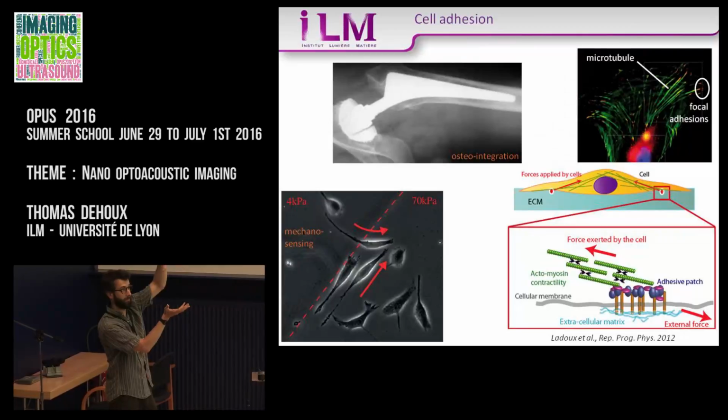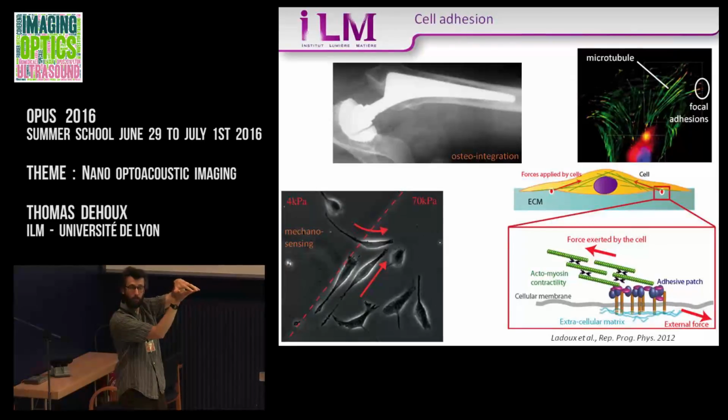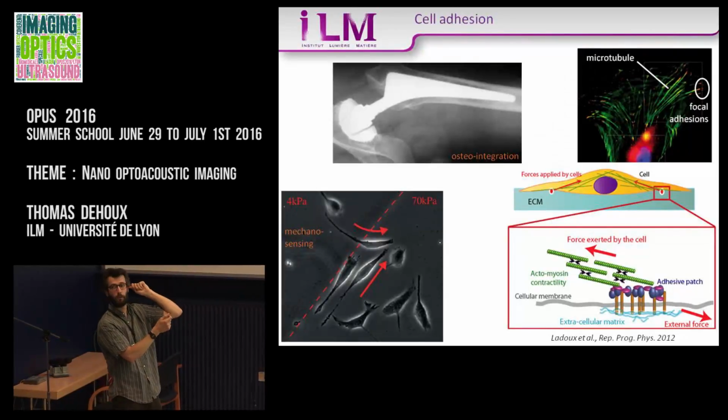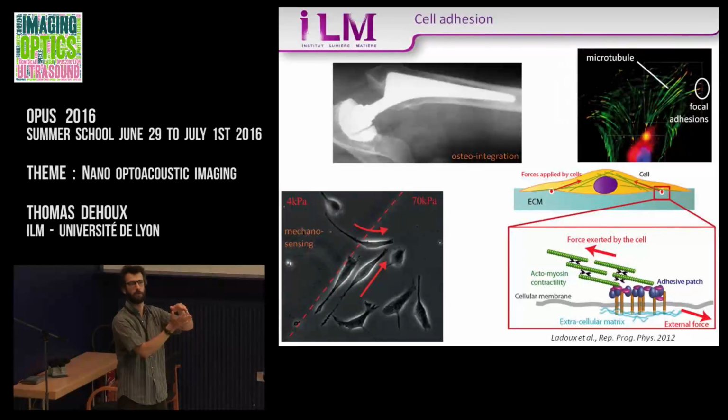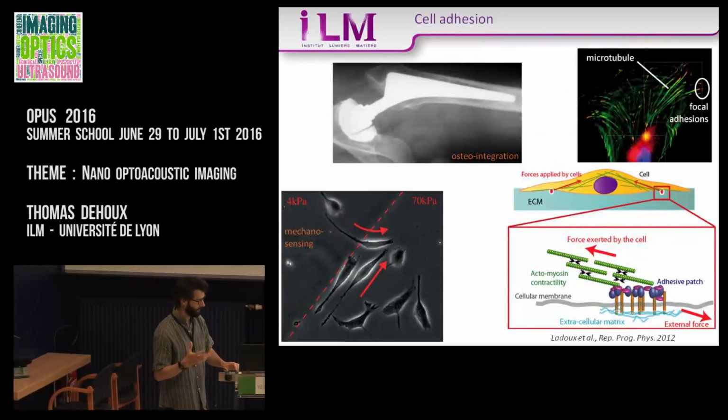So the cell is placed on the substrate and is constantly sensing, through these adhesive patches, the mechanical properties of the environment, sending the information to the nucleus, and the nucleus says, no, this is too soft. Try to find a better location. So the cell moves until it finds the right spot, and then can continue its life there.